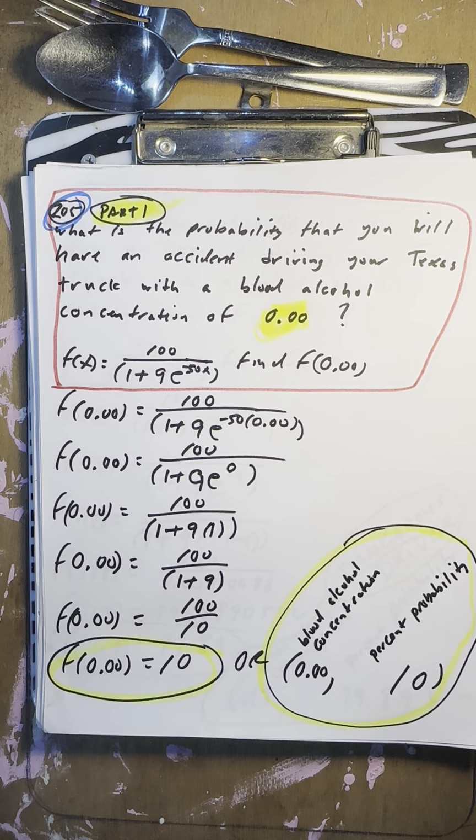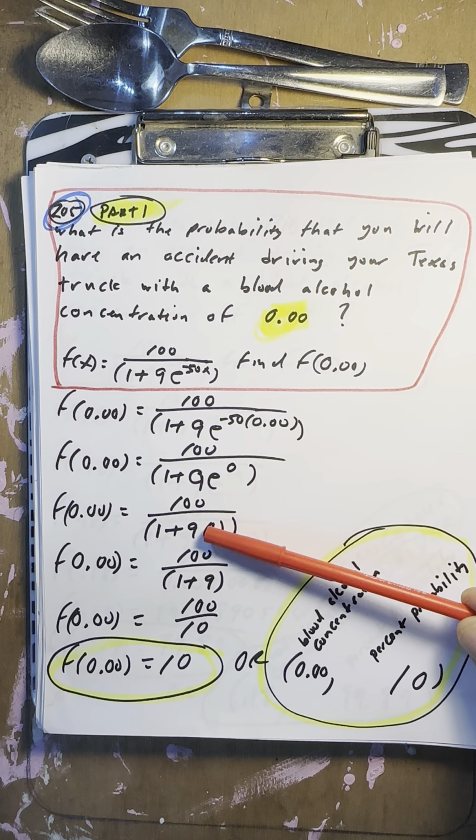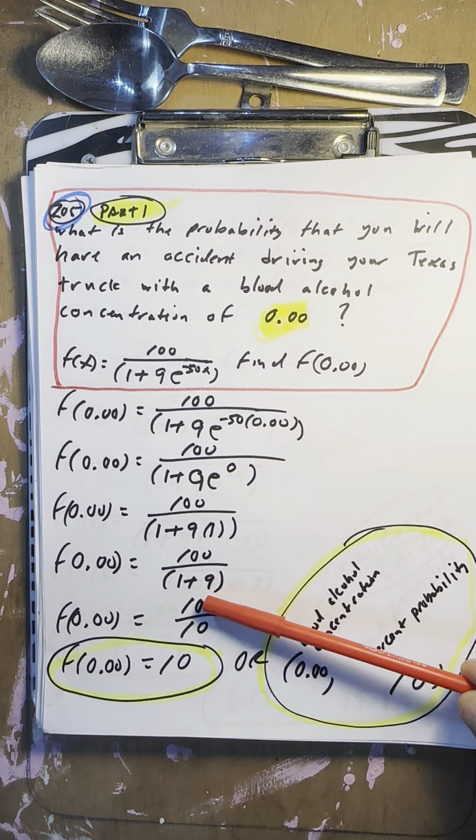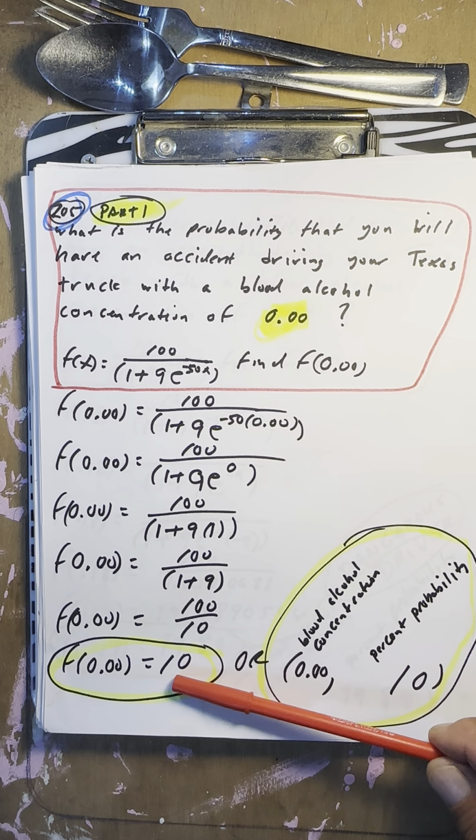Dangerous hot. What is the probability you will have an accident driving your Texas truck with a blood alcohol of 0.00? No alcohol, 0.00. You can still have an accident. So now, the logistic function, put a 0.00 in there. That's going to be 0. E to 0 is 1, 1 times 9 is 9. So this is going to be 100 divided by 10 is 10.